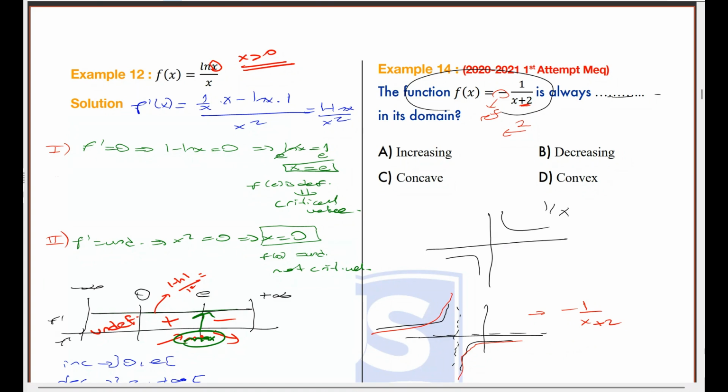So in this graph, what do you see? Do you see always concave, always convex, always increasing, always decreasing? This part of the graph is increasing from left to right. This part is also increasing from left to right. So it's always increasing. All right, so option A is true. If you cannot think of graphing, you should take the derivative, make a table, and see what happens.